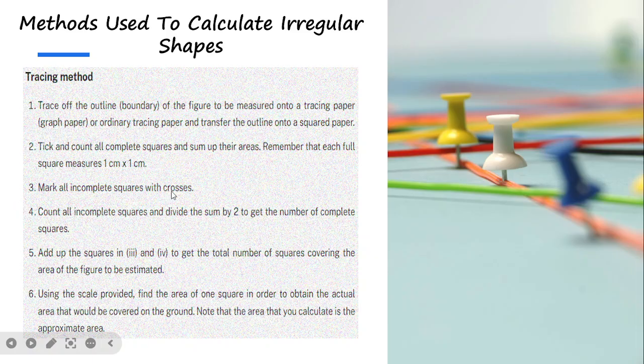Mark all incomplete squares with crosses, then count all incomplete squares and divide the sum by 2 to get the number of complete squares. Then add up the squares in steps 3 and 4 to get the total number of squares covering the area of the figure to be estimated. Then using the scale provided, find the area of one square in order to obtain the actual area that would be covered on the ground. Just note that the area you calculate is the approximate area.